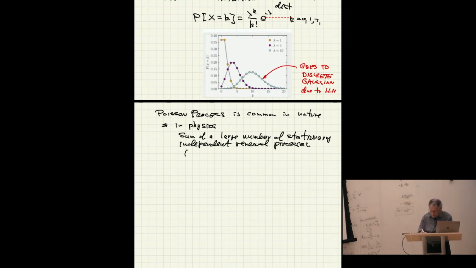With an arbitrary distribution for each, renewal process. That sum leads to a Poisson process. That's what I'm saying here.